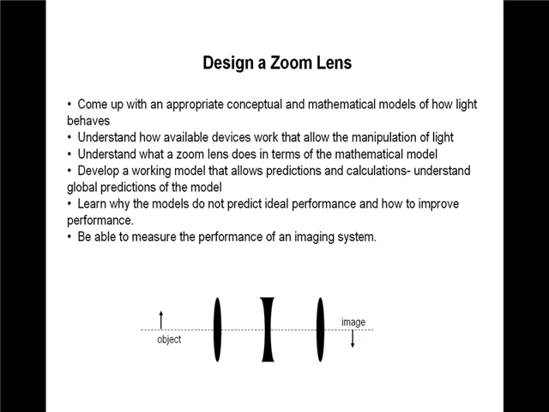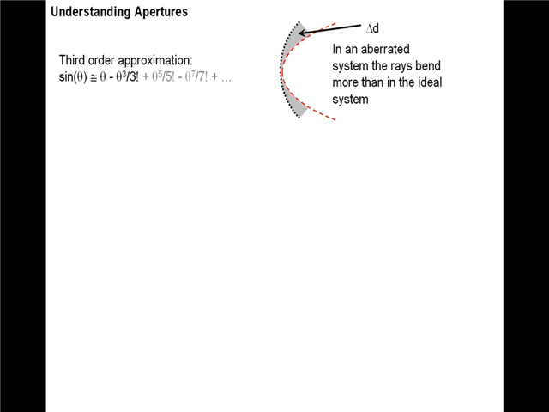We also know why the models don't predict the ideal performance of a lens, and aberrations. Today we're going to look at how we improve performance of an imaging system by putting in apertures, or reducing effectively the size of lenses and images. And in order to understand this, it's best to go back and look at aberrations. Now, pretty much every optics book in the world talks about apertures before they talk about aberrations, but apertures and the terminology used for apertures really doesn't make sense unless you understand the aberrations.